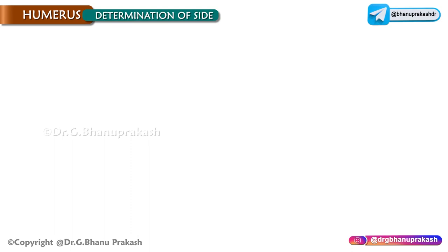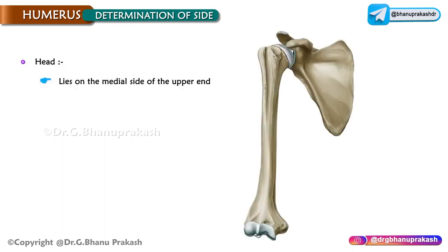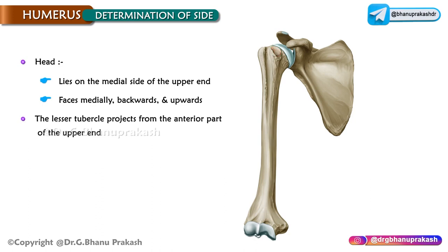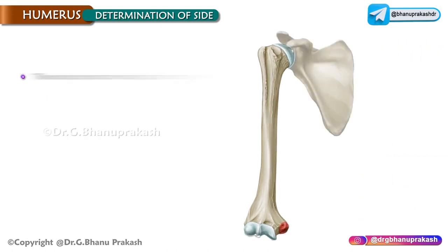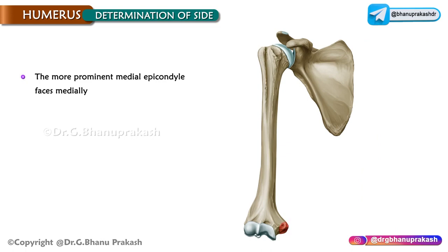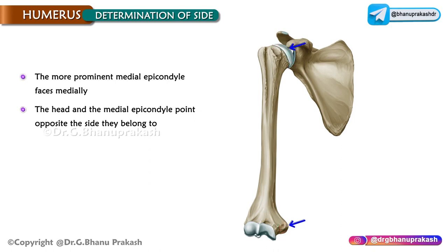Determination of the side. The head lies on the medial side of the upper end and faces medially, backwards, and upwards. The lesser tubercle projects from the anterior part of the upper end. The intertubercular sulcus lies on the lateral side of the lesser tubercle. The olecranon process lies on the posterior side, and the more prominent medial epicondyle faces medially. The head and the medial epicondyle point opposite the side they belong to.